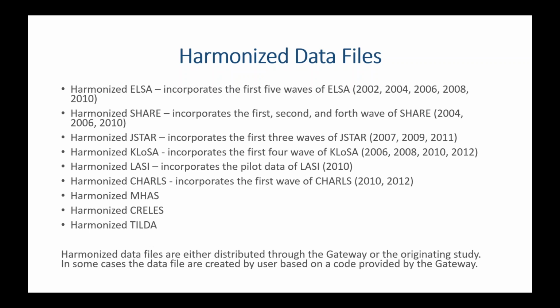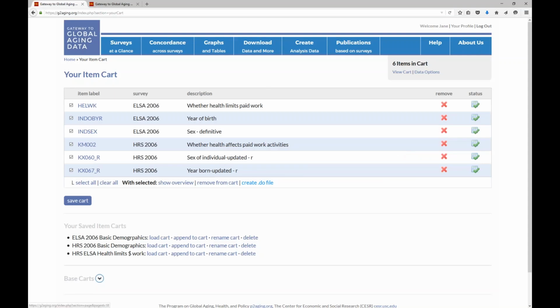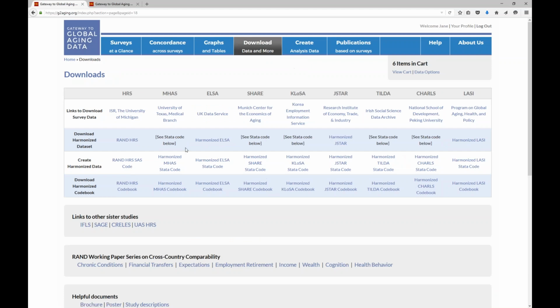And harmonized data sets are distributed either through our website, through the Gateway here, or by the originating study. So in the case of the harmonized ELSA, when you download the ELSA data, you also get a file called the harmonized ELSA data. So if you have the ELSA data downloaded, you already have the harmonized ELSA downloaded. In some cases, like the harmonized SHARE, the file is created by code that we provide on the Gateway. So if we go to our downloads tab, you can see here we've got this create harmonized data, and we provide the code to generate any of these data sets from the original data.